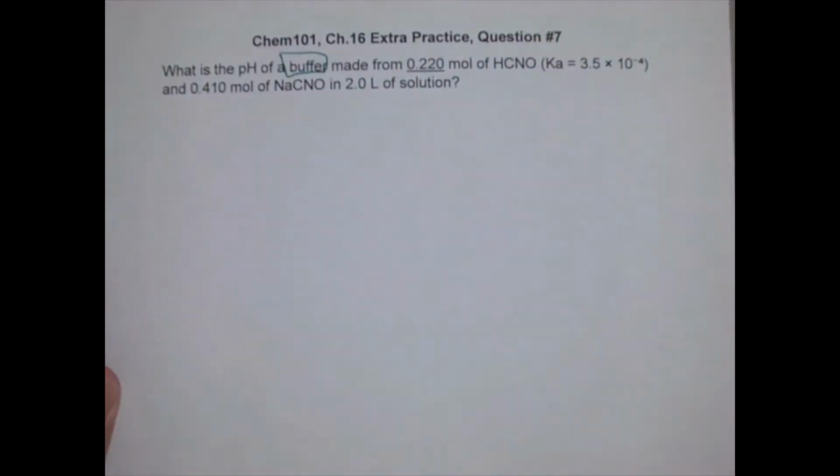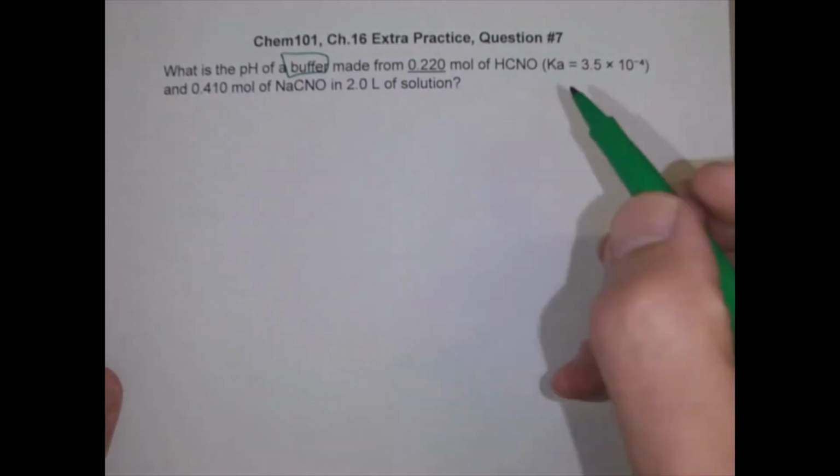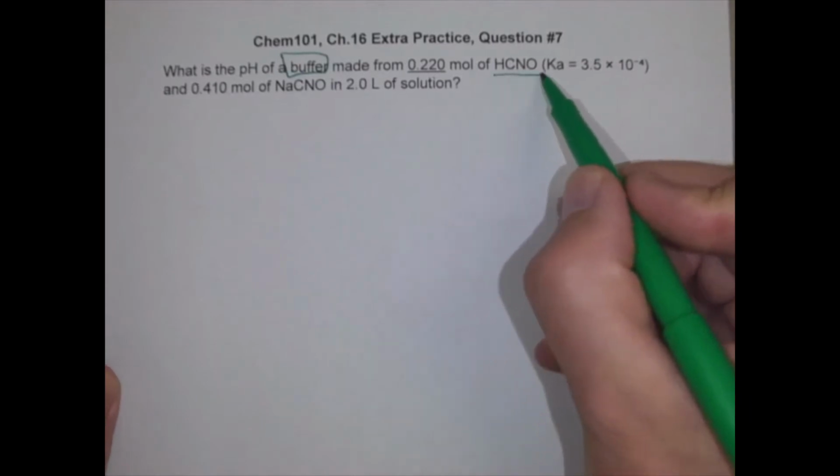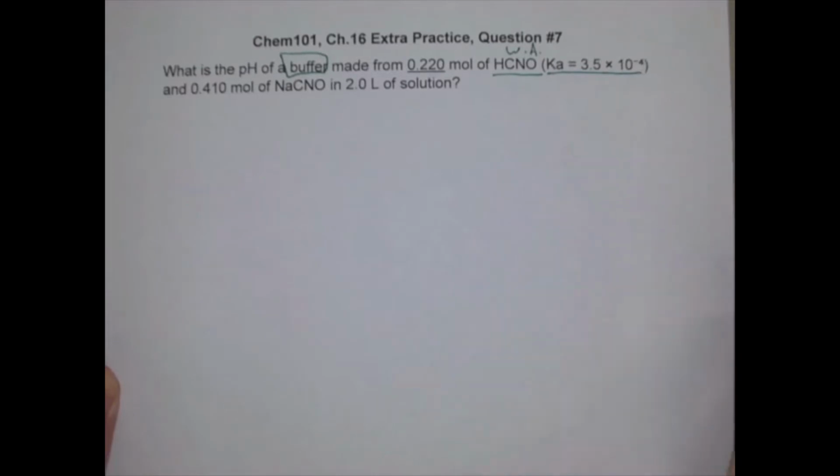Now remember, a buffer is a combination of a weak acid and its conjugate base. So let's identify those 2 components. This right here is going to be our weak acid, and we know that because we're given the Ka.